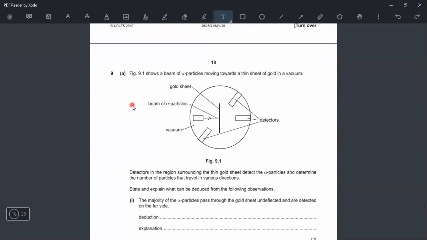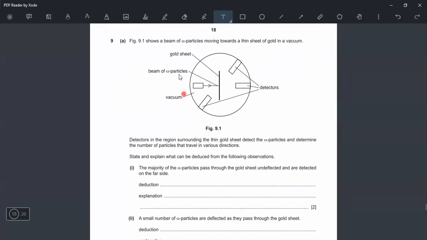So this is an atomic physics question. This is the alpha scattering experiment. Figure 9.1 shows a beam of alpha particles moving towards a thin sheet of gold in a vacuum. Detectors in the region surrounding the thin gold sheet detect the alpha particles and determine the number of particles that travel in various directions. State and explain what can be deduced from the following observations.